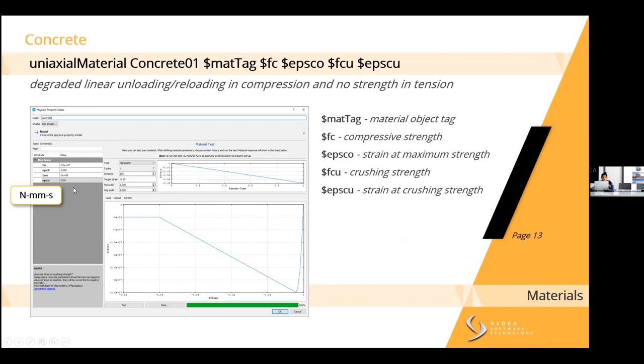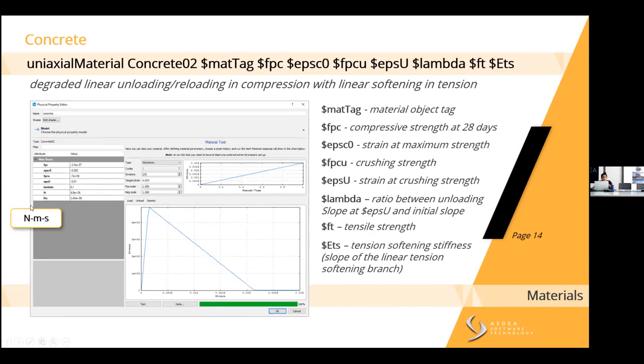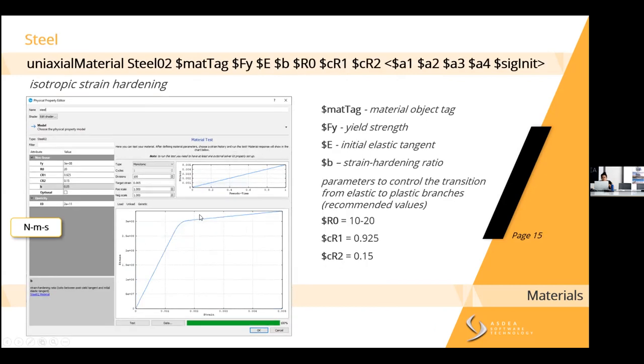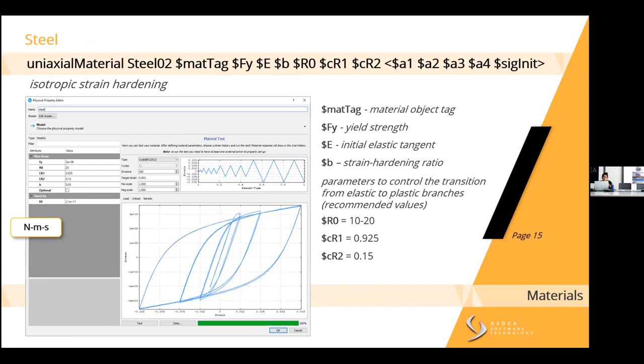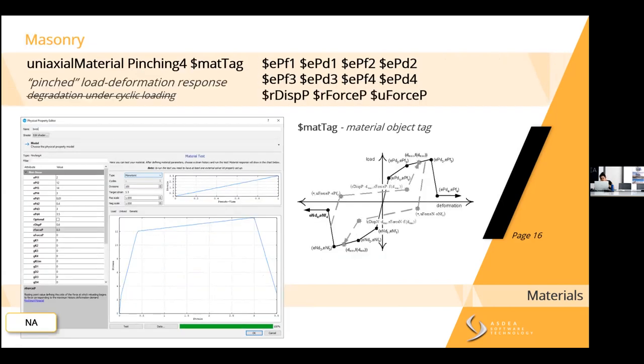Of course, regarding the unit system, I made a few changes for you to see how I change it if you want to define different parameters. And of course, you can use the material tester, but we'll talk about it a bit later. Then we have steel for reinforcement that models isotropic strain hardening. And of course, this is a kind of material that you can use cyclically. And lastly, we have a material that we can use to model masonry behavior. This is a material that you can use to model a pinched load-deformation response.